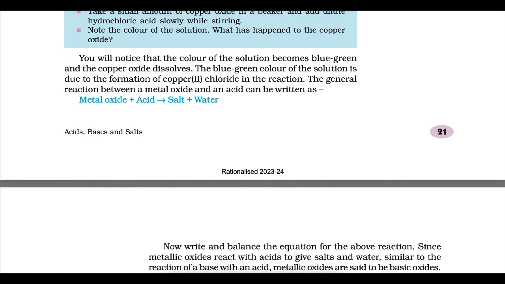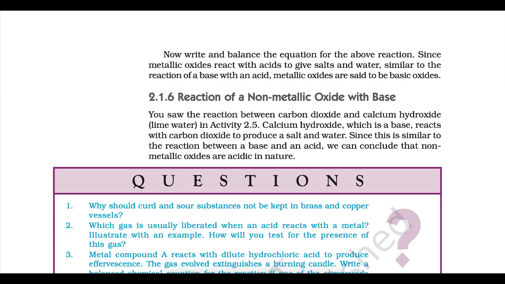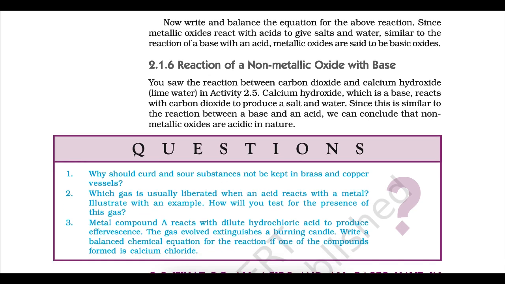The general reaction between a metal oxide and an acid can be written as metal oxide plus acid gives salt plus water. Now write and balance the equation for the above reaction. Since metallic oxides react with acids to give salt and water, similar to the reaction of a base with an acid, metallic oxides are said to be basic oxides.